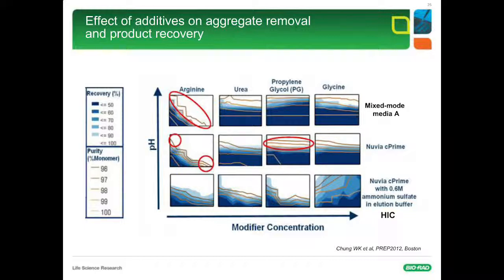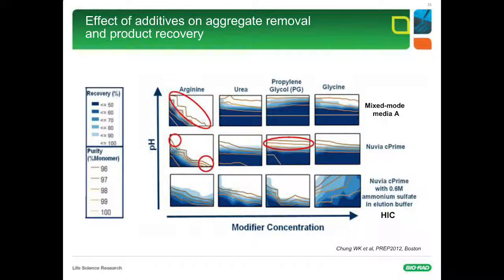However, we can see a trend here. Elution of the target molecule from NuVSC Prime can take place at a lower pH compared to media A. This is a benefit in general because we know at neutral and alkaline pH, monoclonal antibodies tend to undergo deamidation and hydrolysis. So if you can do the purification at mild acidic pH, that's a benefit.